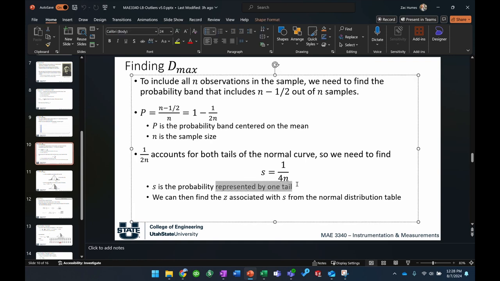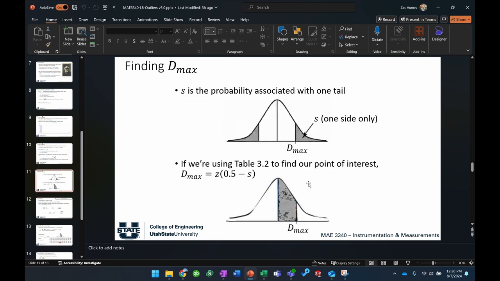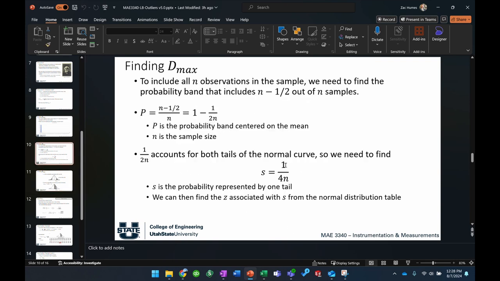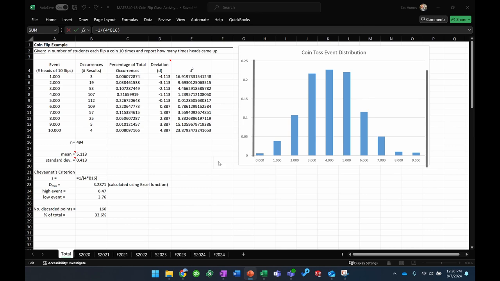And the reason we do one tail is because typically we're using that table out of the book to look up the probability, which is the area under the curve of half of the curve. And so this S is the outside portion. So it's this right here. And it is equal to 1 over 4n. So this is Chauvenet's criteria that we are utilizing to determine which of these points are outliers.